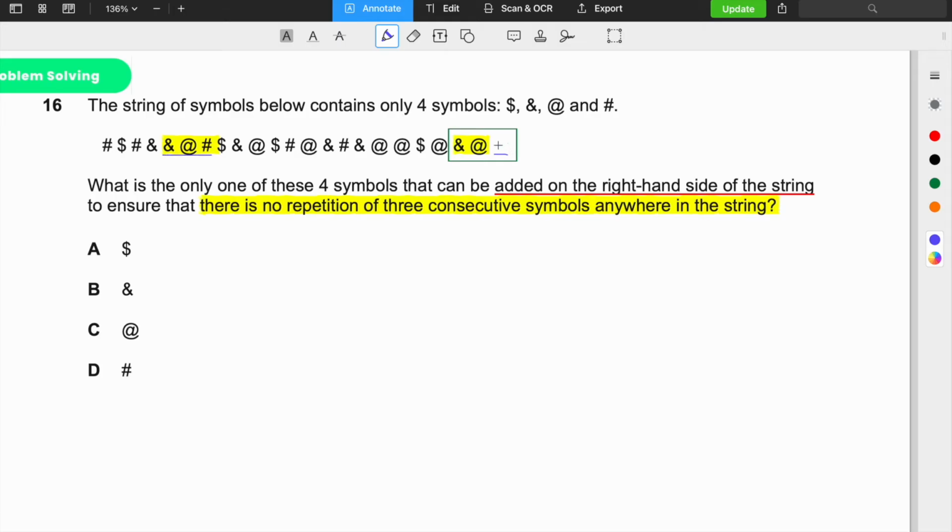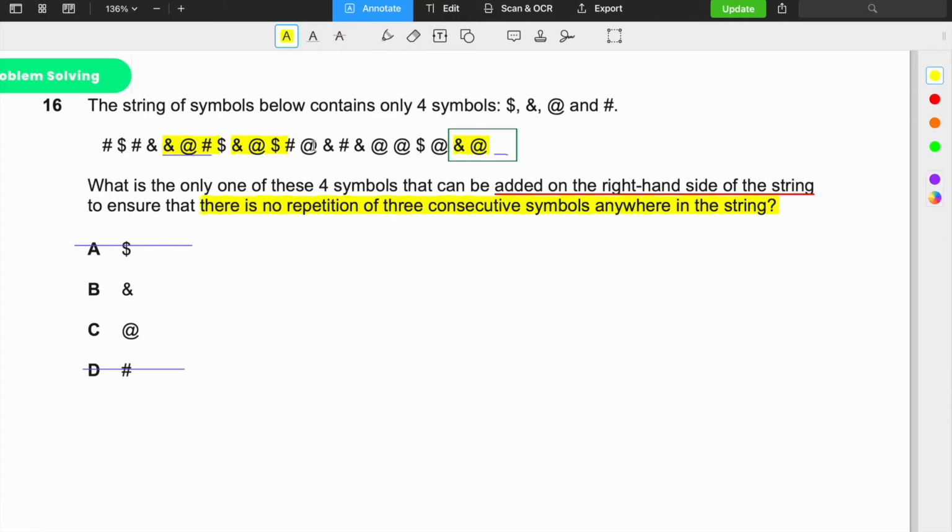So we can't have a hashtag, because if we had a hashtag, that would mean that there was a repetition of the 3 consecutive symbols. So this can't be a hashtag. So we can eliminate option D. Where else do we have and at? Well, we have and at $sign. So that means this can't be a dollar, because if that was a $sign, again, there's a repetition. So we can eliminate the $sign.